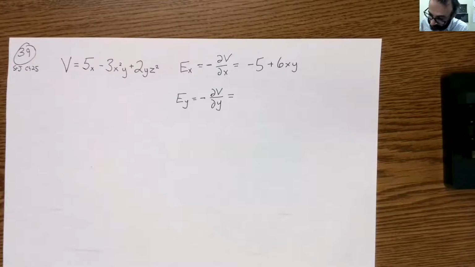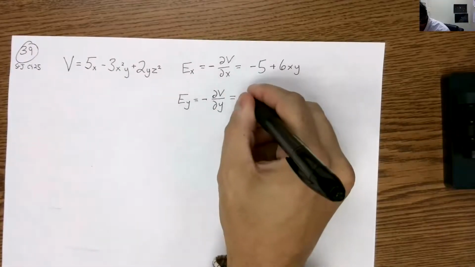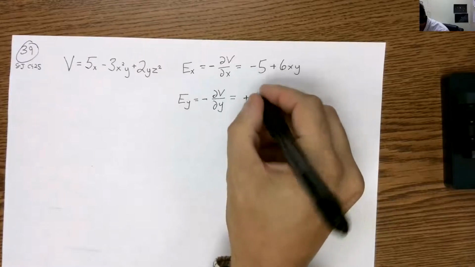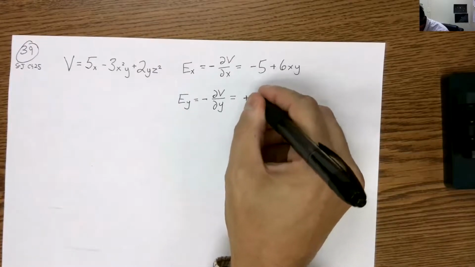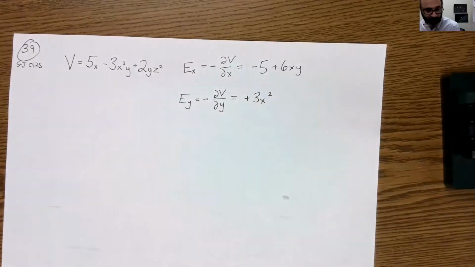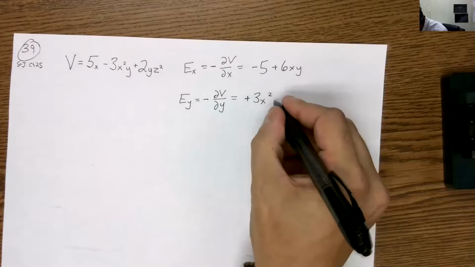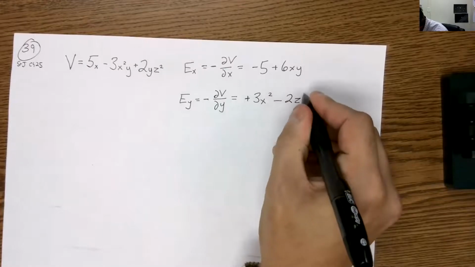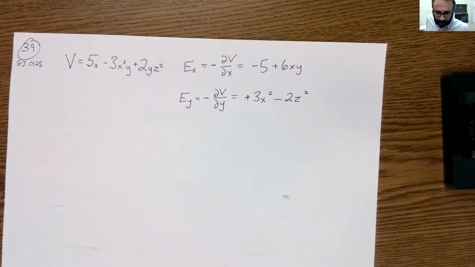Doesn't exist, right? 0. What about the second term, minus 3x squared y with respect to y? Plus 3x squared. Yeah, just plus 3x squared, because we're still taking the negative, and the derivative of a constant times y is just that constant. So we have 3x squared. And then for the last term, the 2yz squared: -2z squared. Yeah, right. All right, any questions on that part so far?